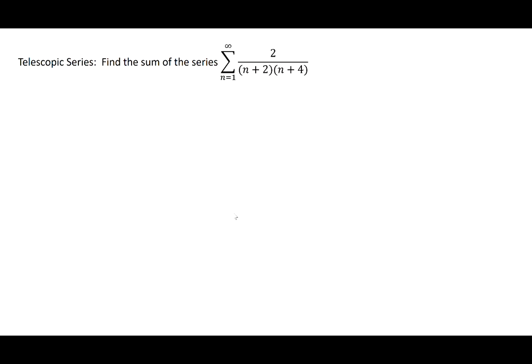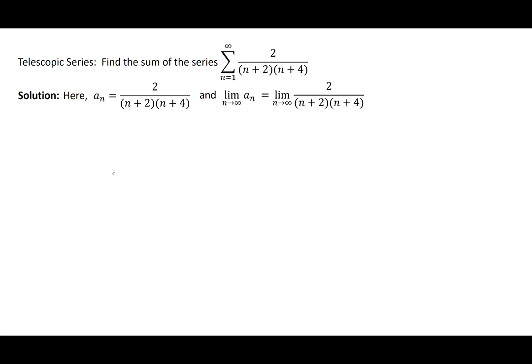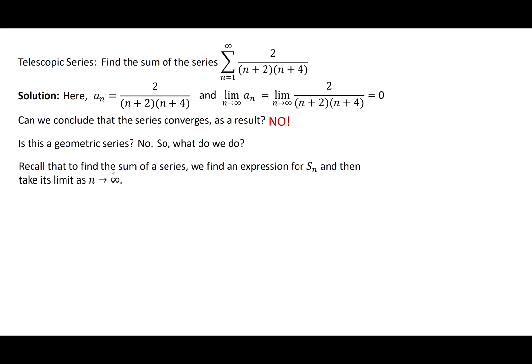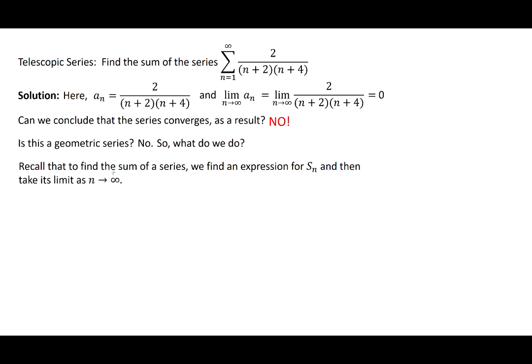Let's do that. Let's see if we can find the nth partial sum S sub n first. So to do that, we need to do something. Limit is 0, so inconclusive. Limit of a sub n is 0, so we cannot say whether the series converges or diverges. Geometric series, no. So what do we do? Recall that we find an expression for S sub n and then take its limit as n approaches infinity.